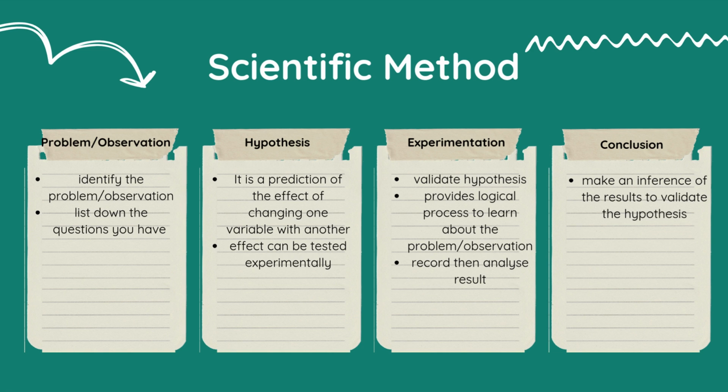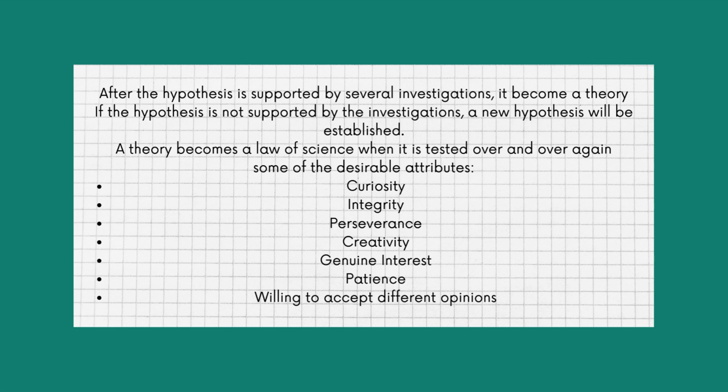Last but not least, conclusion. You have to make an inference of the results to validate the hypothesis. In my opinion, I think it's basically a summary about the entire experiment. After the hypothesis is supported by several investigations, it becomes a theory. If the hypothesis is not supported by investigations, a new hypothesis will be established. A theory becomes a law of science when it's tested over and over again.